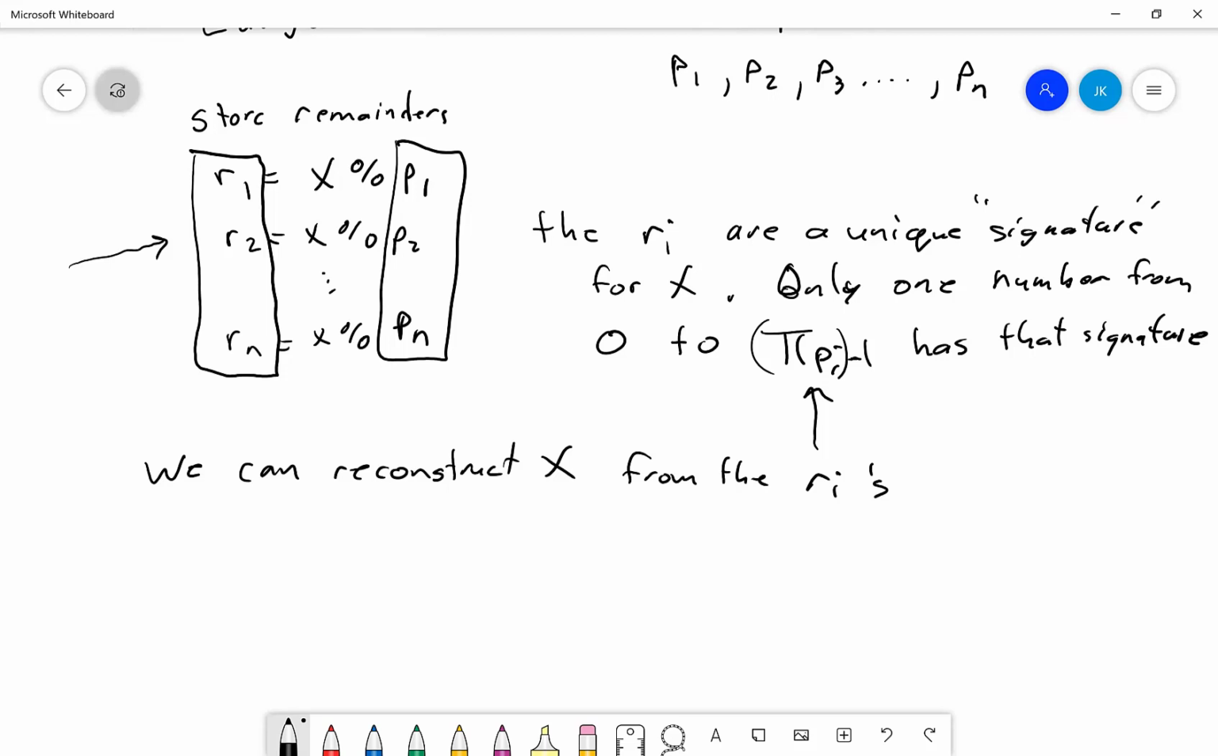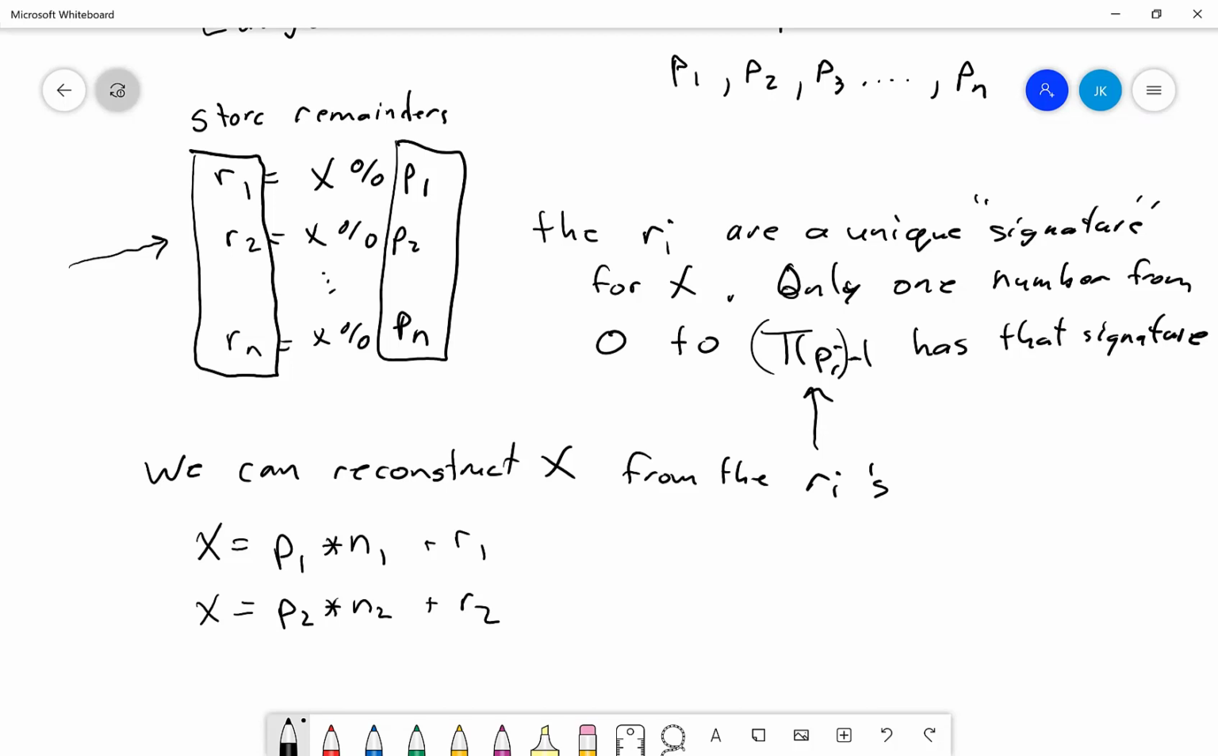The first equation that we have, where we say r1 is x mod p1, what that means is that x is going to be equal to p1 times some number n1, I don't know what n1 is, plus r1. Okay, so for some integer. And the second equation is that x is going to be p2 times some number n2 plus r2. Okay, that's what each of these things are.